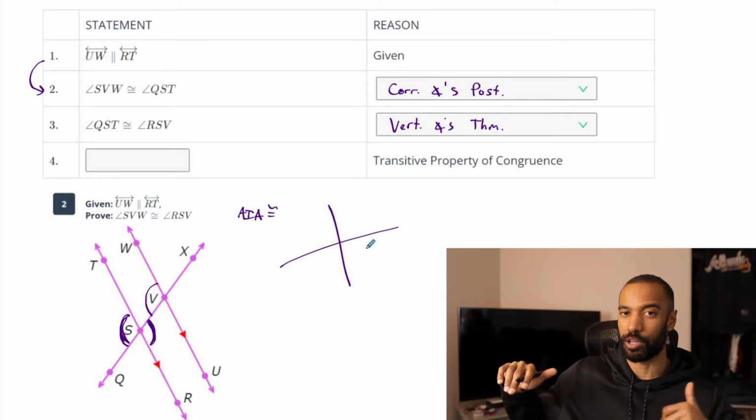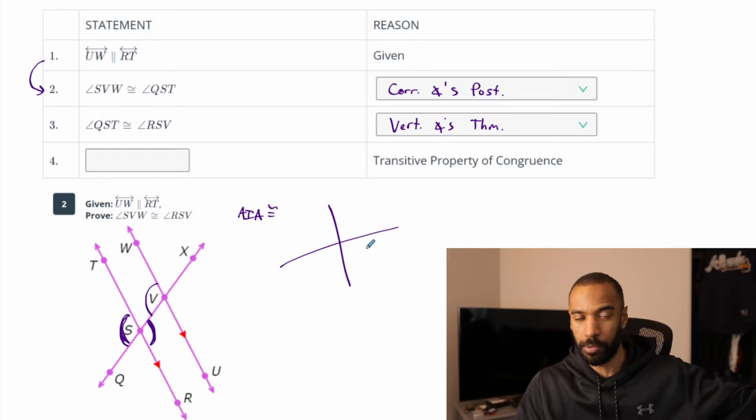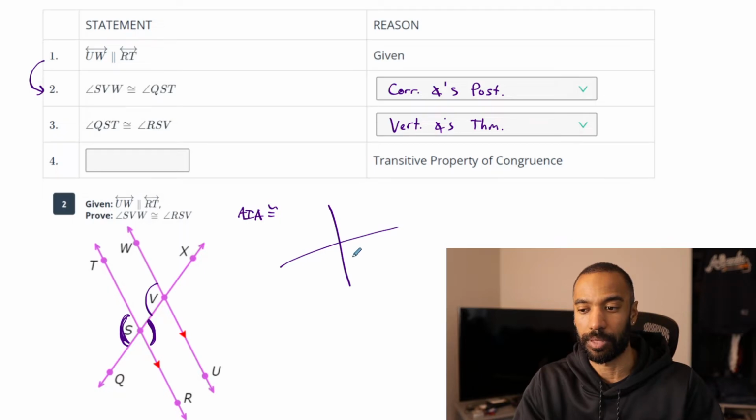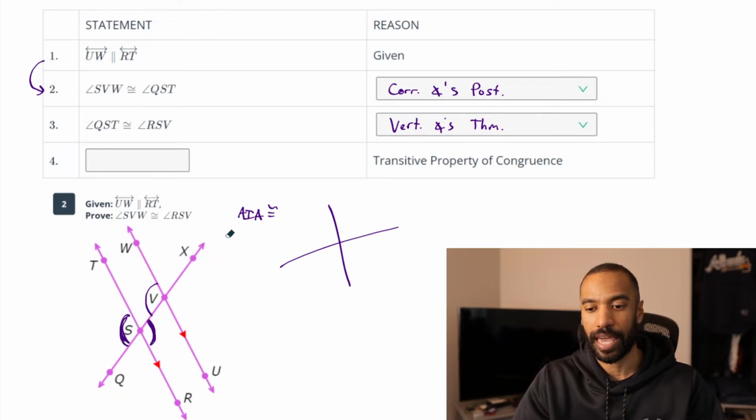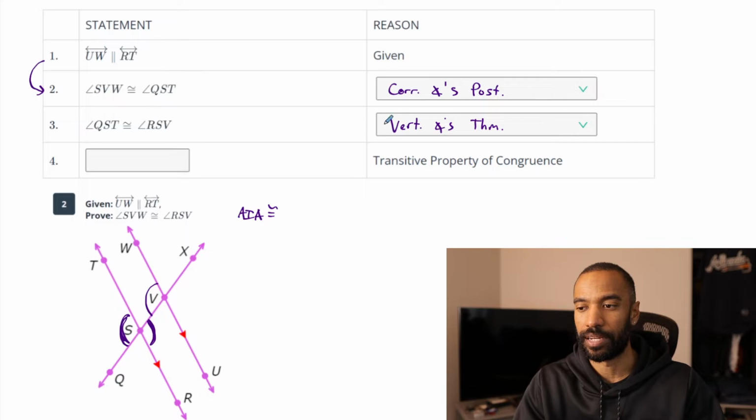Just like how I can use alternate interior angles later in something of larger scope, I can use vertical angles here because this is something we would have proved in the past. When two intersecting lines are formed, the angles opposite each other are congruent. It can be proved, it has been proven. We're just not proving it here.